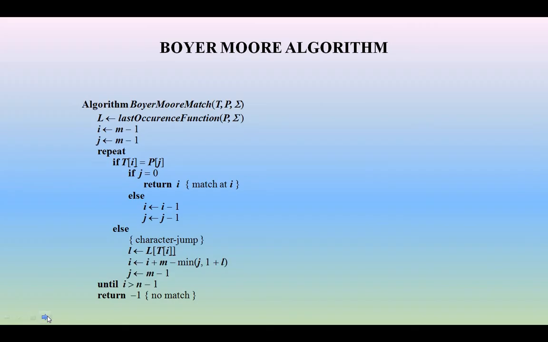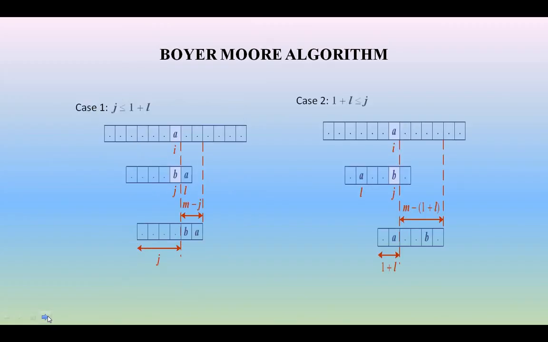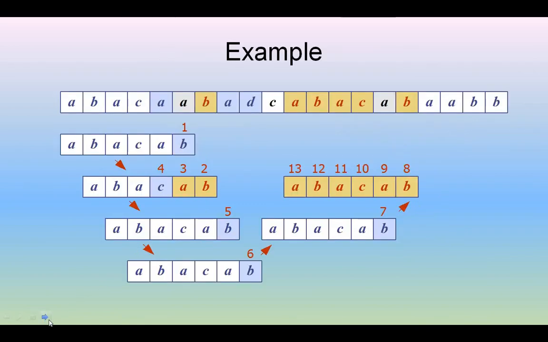The steps of the pseudocode of the Boyer-Moore algorithm are given like this. And now we will see one more example. It always goes from left to right, then matches from right to left. So here you have to consider right to left, case 1 and case 2. j less than or equal to i plus l, and 1 plus l less than or equal to j. The matching is always done from right to left.